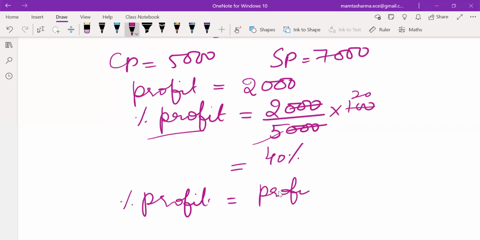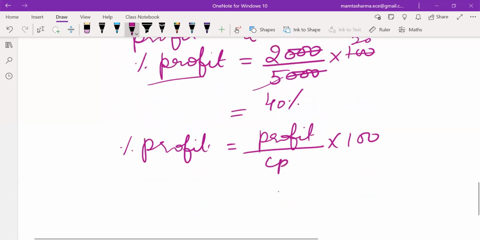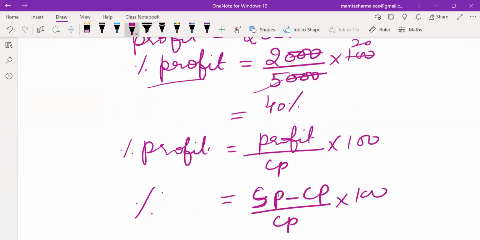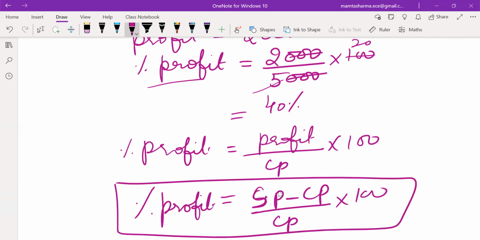Percentage profit is profit divided by cost price into 100. Or you can say profit is selling price minus cost price, upon cost price into 100. You remember only this formula, you can do each and every question of this chapter. Remember only this formula, if this is given and cost price is given.